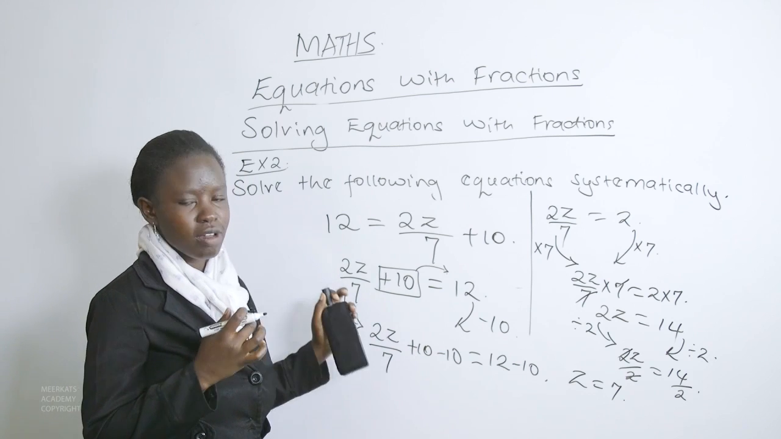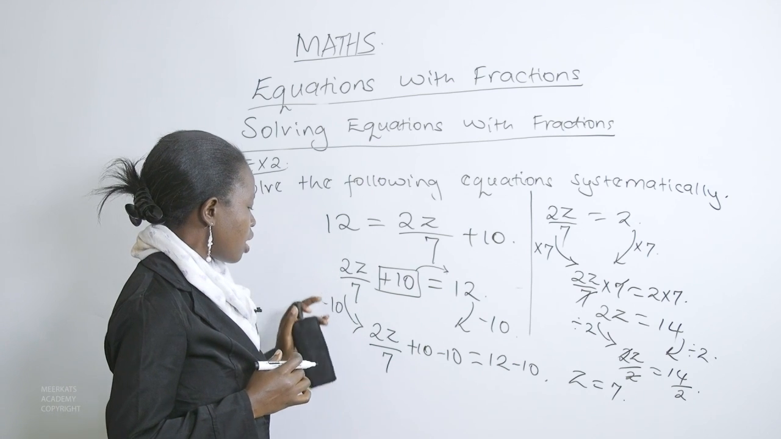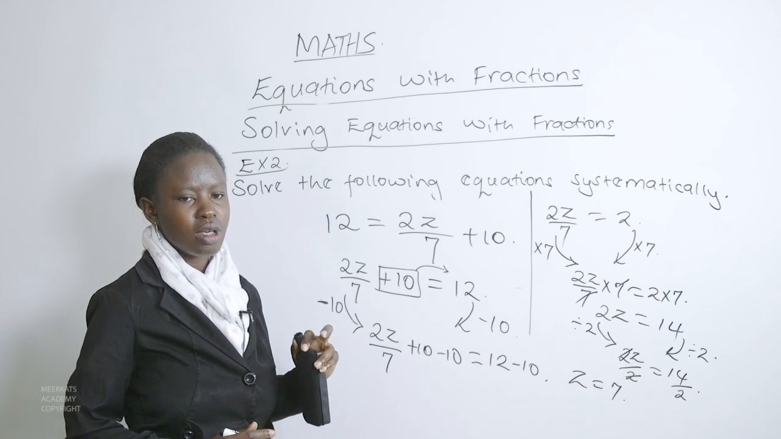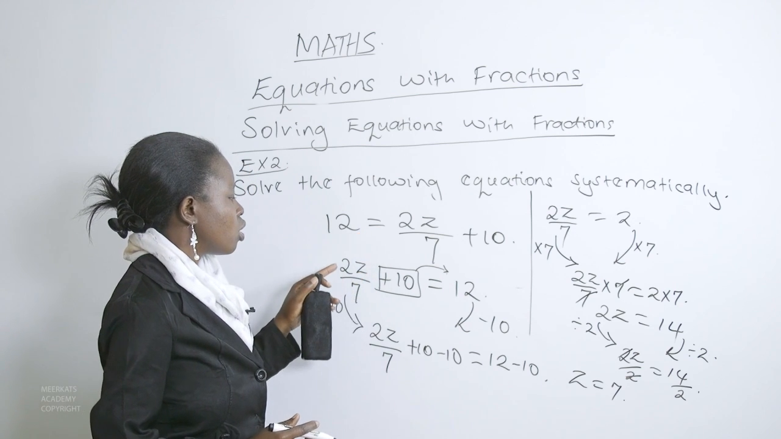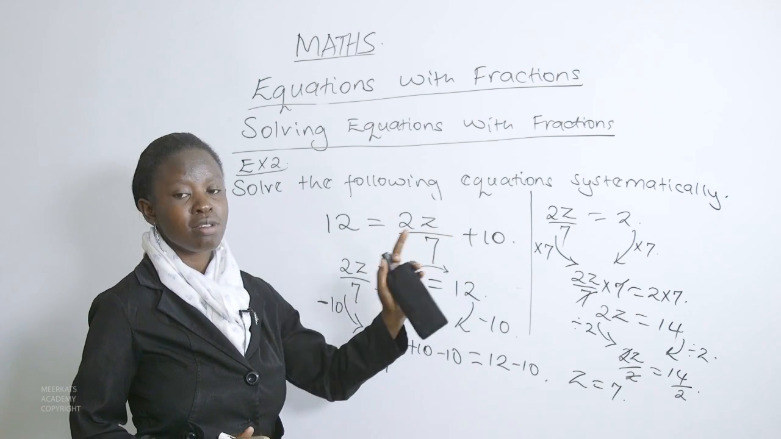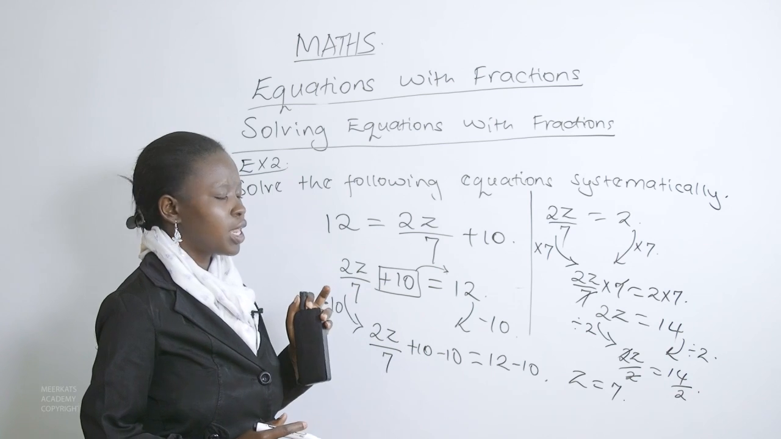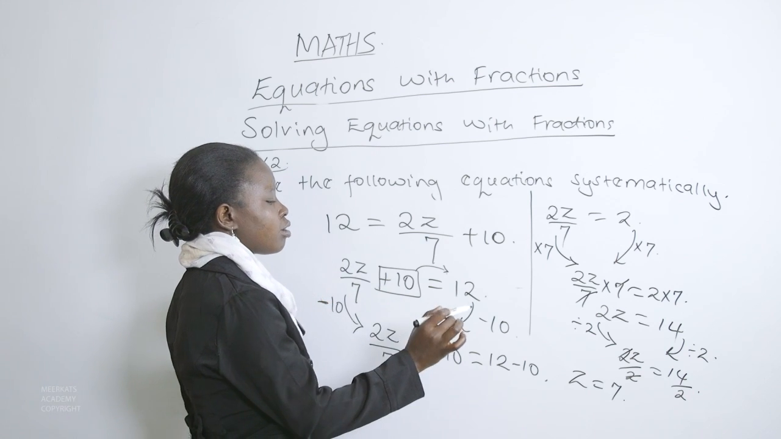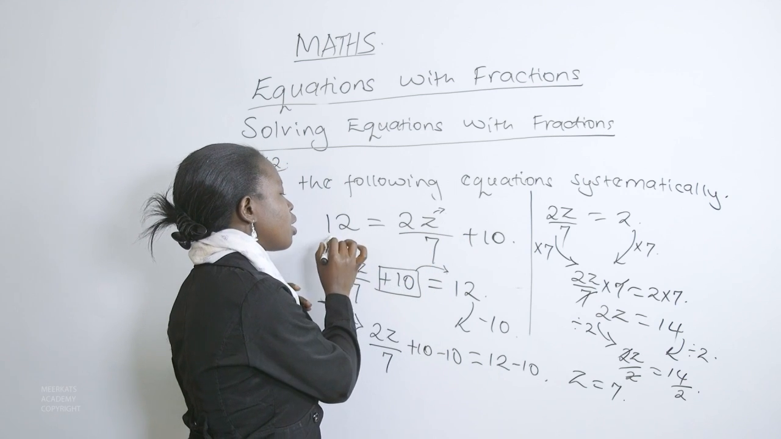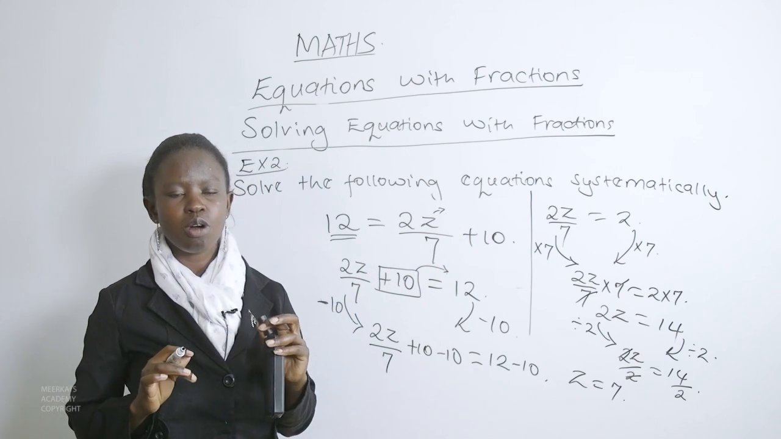So after getting the value of z, let us try and substitute in our equation and find out. The original equation was that 12 is equal to 2z over 7 plus 10. So we need to find out if I try and substitute the value of z in this given equation, am I going to get 12 or not?